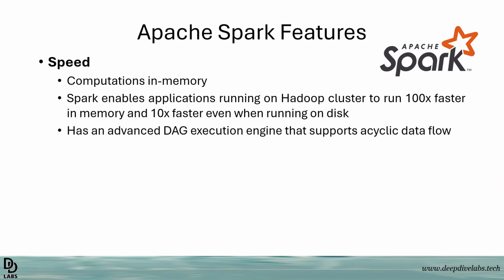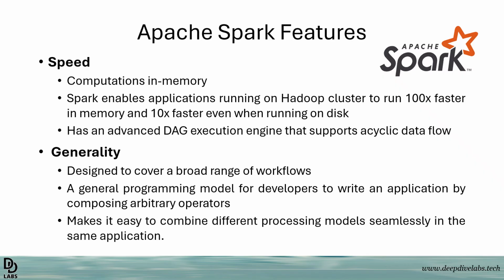One of its greatest features is its speed. It does computation in memory. Spark enables applications running on a Hadoop cluster to run 100x faster in memory and almost 10x faster when running on disk. It has an advanced DAG execution engine. DAG, as you all know, is directed acyclic graph, which supports acyclic data flow. We'll look at all of these when we start coding on Spark.